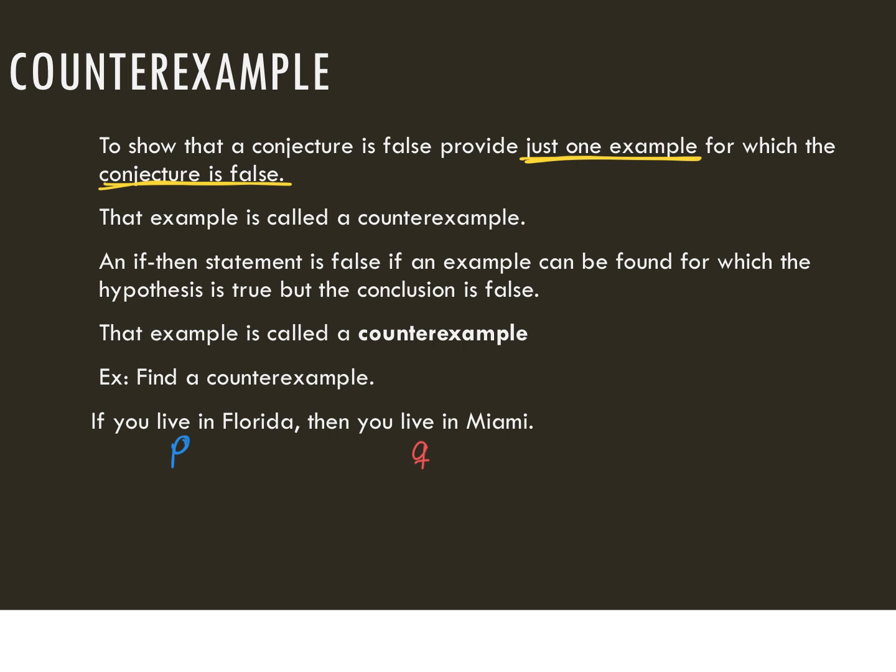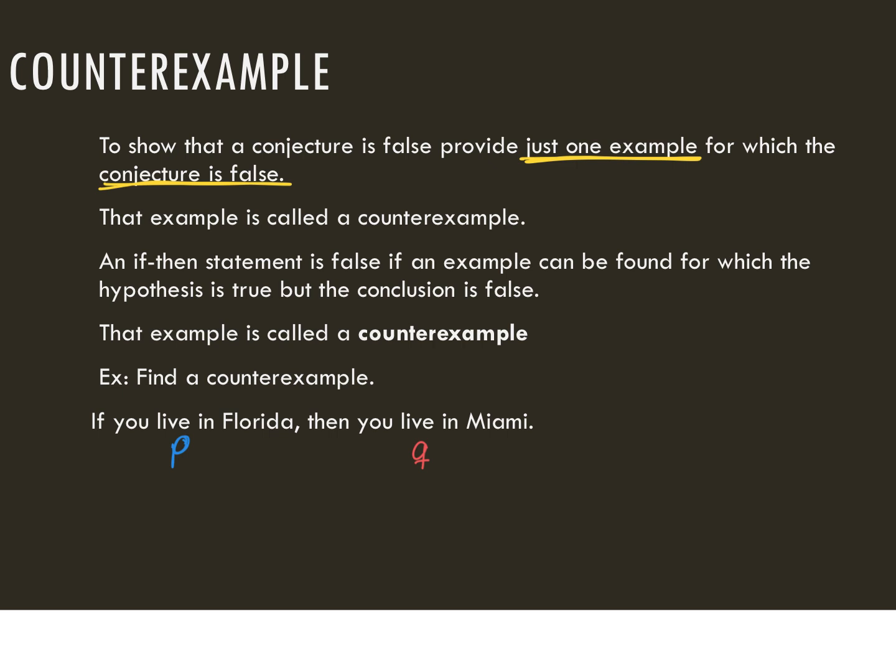So why would this statement be false? If you live in Florida, then you live in Miami. That's not true. Go ahead. If you live in Florida, you live in Fort Lauderdale. Thank you. If you live in Florida, you could live in Fort Lauderdale. You're thinking of other things that would make this statement false. So I'm keeping my hypothesis. It's still going to be true, but I'm trying to prove the conclusion false. That's what I'm trying to prove.